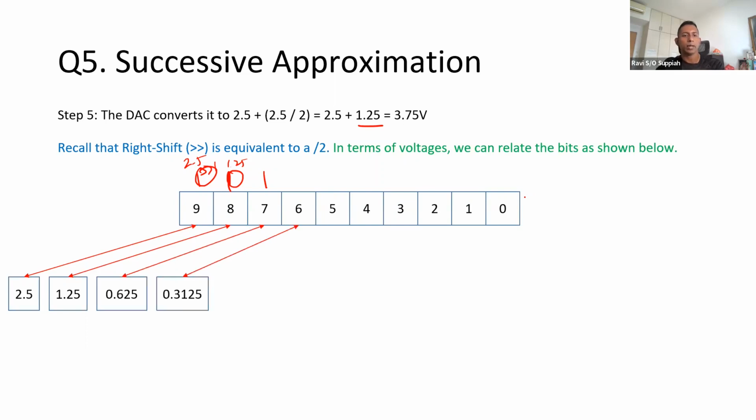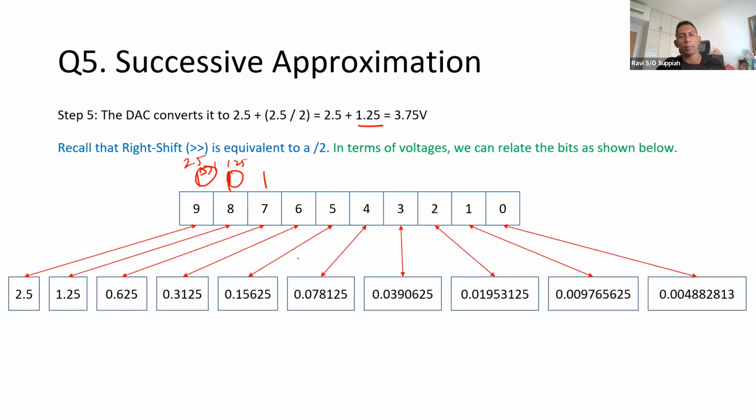That is how you can relate a particular bit position to voltage. It's the same as any right shift and left shift. If I go in the other direction, whenever I go to the left by 1 bit, I am actually multiplying by 2. If I go to the right by 1 bit, I'm actually dividing by 2. So every bit actually corresponds to a particular voltage level.